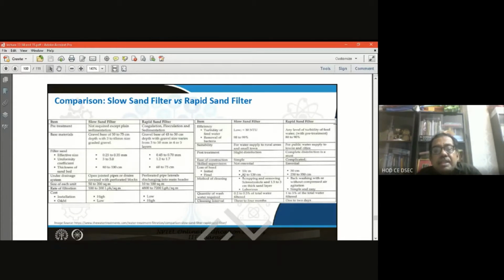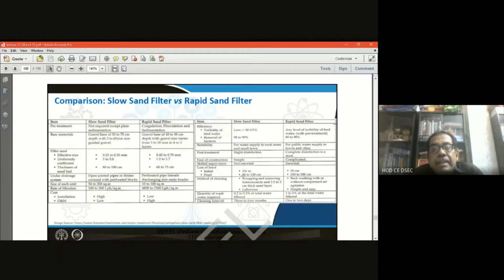Next, the efficiency. The turbidity of feed water. Slow sand filter works efficiently for turbidity less than 30 NTU. That means the slow sand filter is performing well for low turbidity, less than 30 NTU. But in case of rapid sand filter, it can work with any level of turbidity of water.